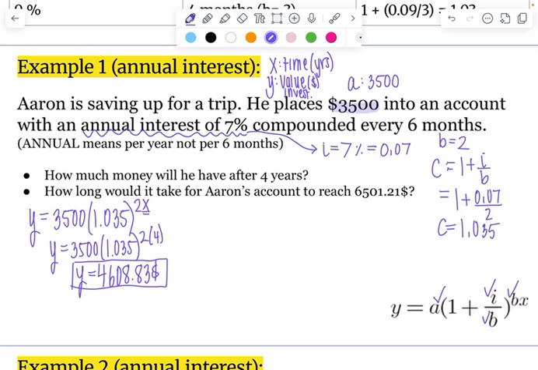For the second part of the question where it says, how long would it take for Aaron's account to reach $6,501.21? Now we're asking to solve for X. How long would it take is in terms of time. How much time X would it take for his account to reach Y, 6,501? So we're going to replace Y with 6,501.21 and solve for X.